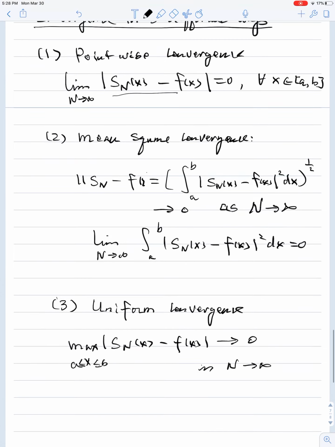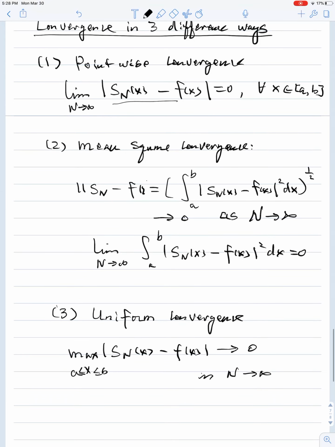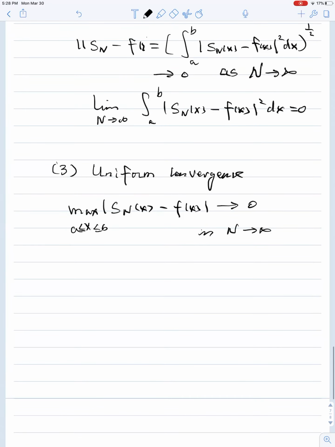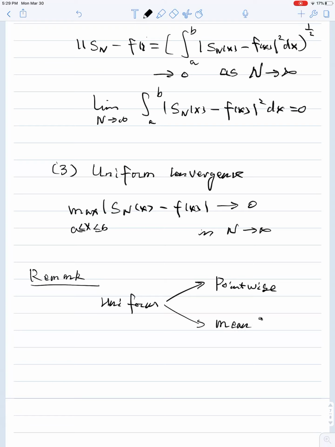We are going to be focused on the mean square convergence and point-wise convergence, but let me just make a remark that in general, the uniform convergence is stronger. It implies the point-wise convergence. It also implies the mean square convergence.